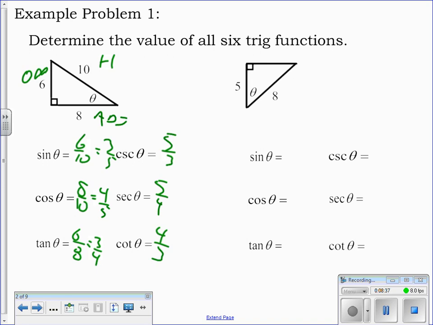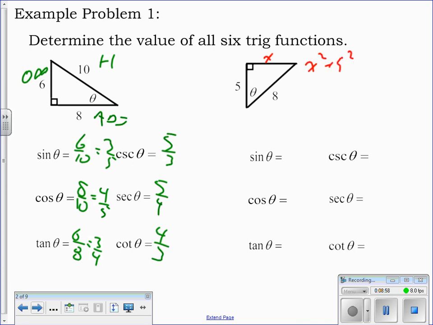Okay. Got a problem on the next one, though. What's our problem on the next one? We only have 2 sides. We need 3 sides. When you're given 2 sides of the right triangle, you need the third. You always use the Pythagorean theorem. I will temporarily call that x.